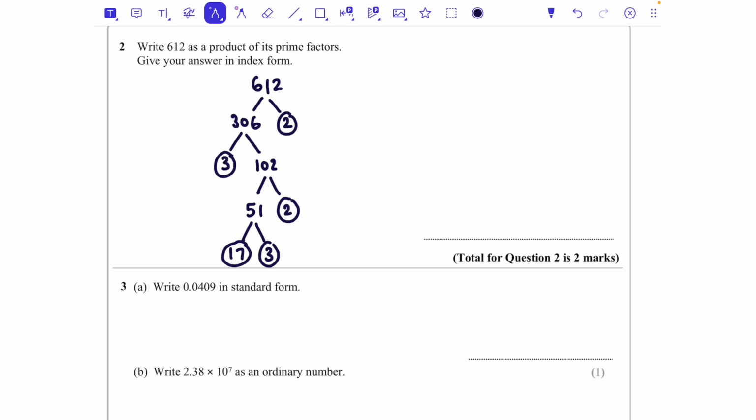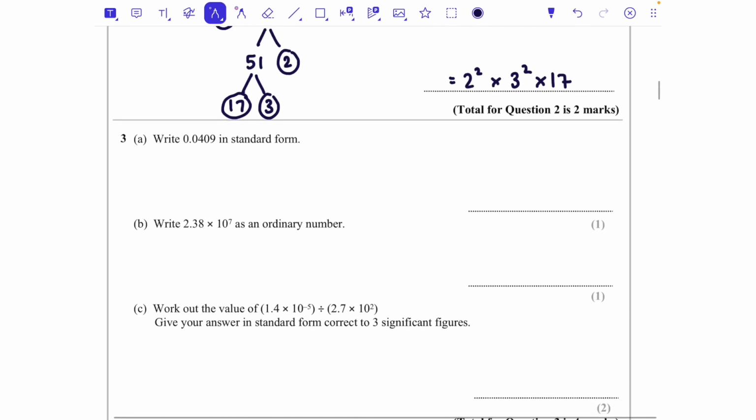All of those numbers that are circled are prime numbers. So now we're going to write our answer as 2 times 2 times 3 times 3 times 17. Those are all our prime numbers that are circled being multiplied together, and that would make 612. Now, to get full marks here, we need to give our answer in index form. So we're going to write 2 squared times 3 squared times 17. You don't always get that second line, but if you do, you need to write the powers.